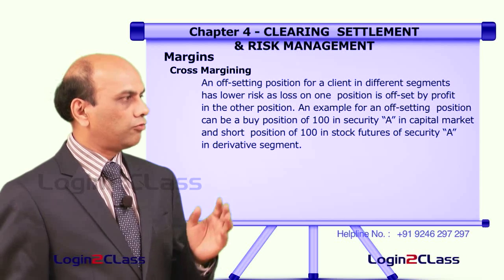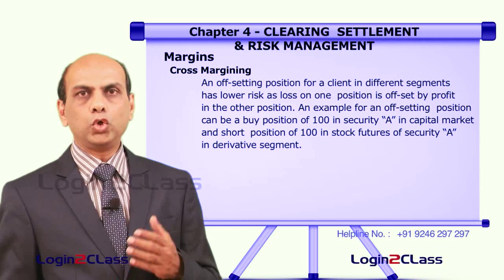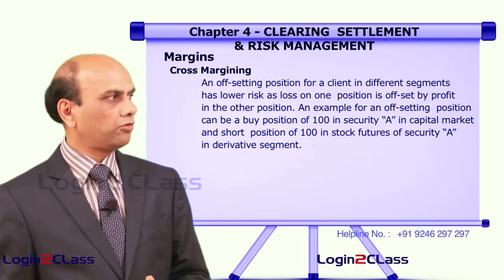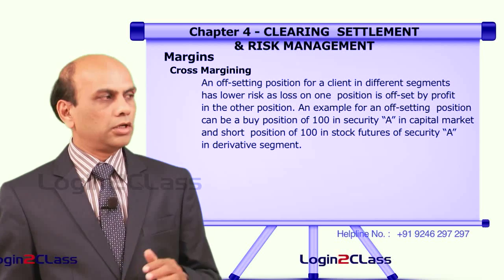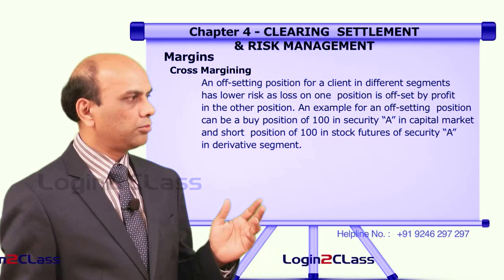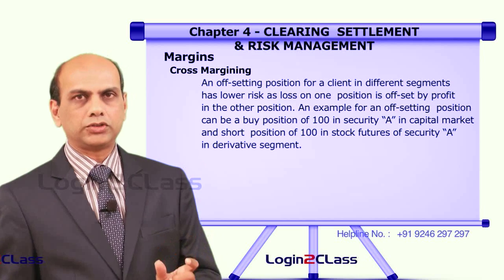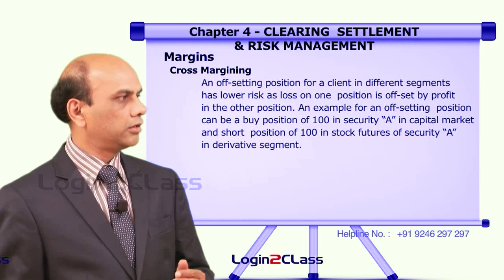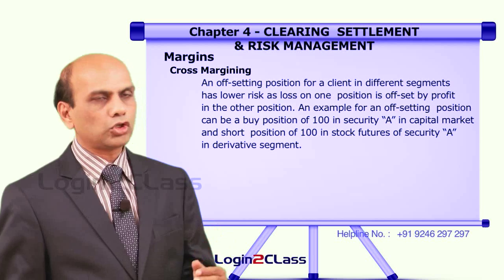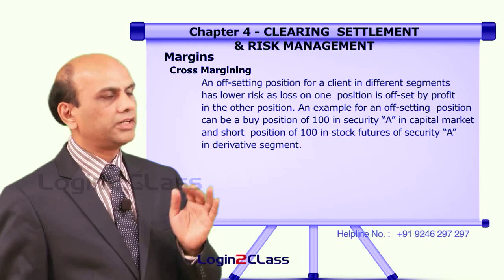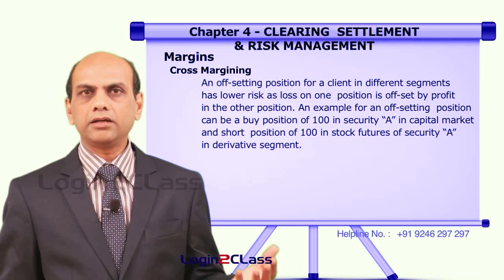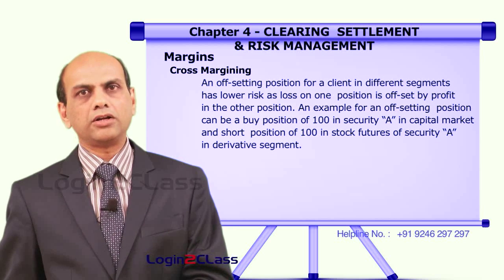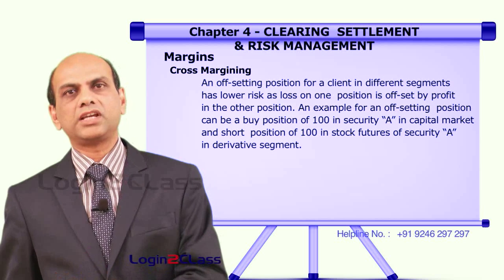An offsetting position for a client in a different segment has lower risk, as loss on one position is offset by profit on another position. An example of an offsetting position can be a buy position of 100 units or 100 shares in security A in the capital market segment and a short position of 100 in stock futures in the same security A in the derivative segment. So, a person is buying 100 shares in the capital market of security A and shorting 100 shares in the derivative segment of the same security.